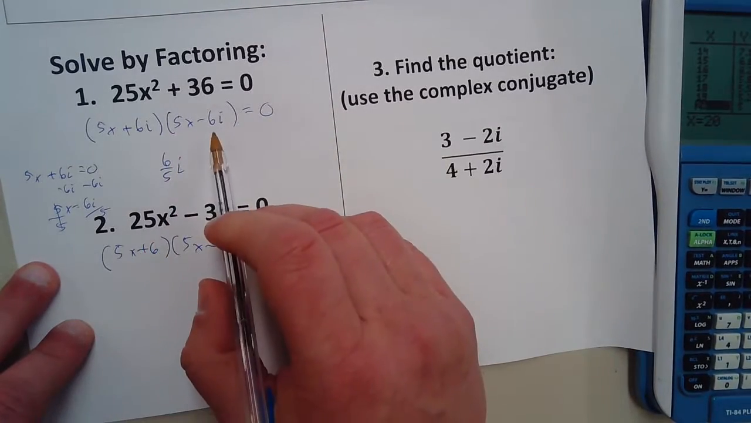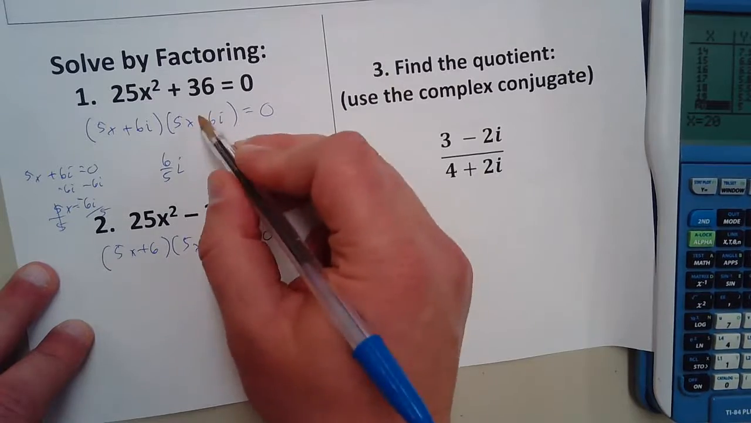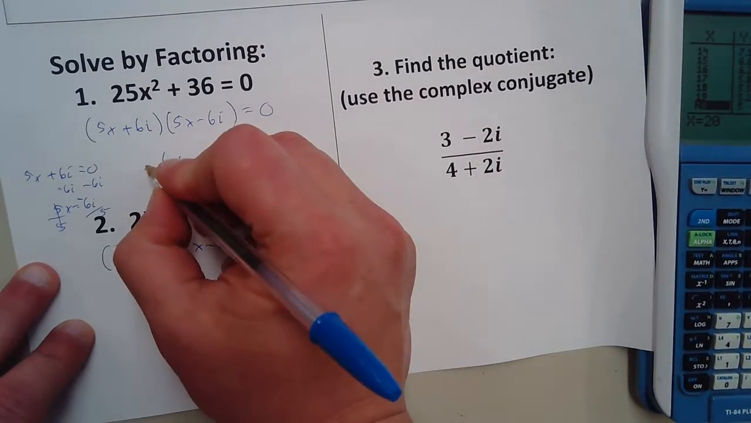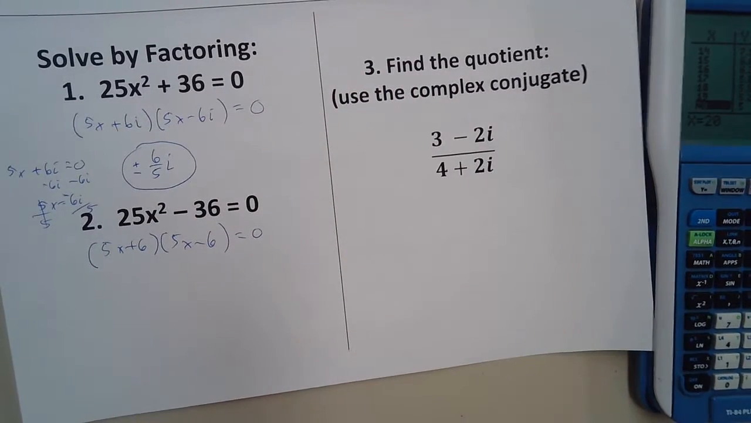Sorry, it's negative, my bad, I didn't say that. If you think about it, this one's going to just be the positive. They're always going to be opposite answers. So we just know we're going to get opposites of each other. And as soon as you get whatever the fraction is, then you know you got your answer. In this case, it's 6/5 i.